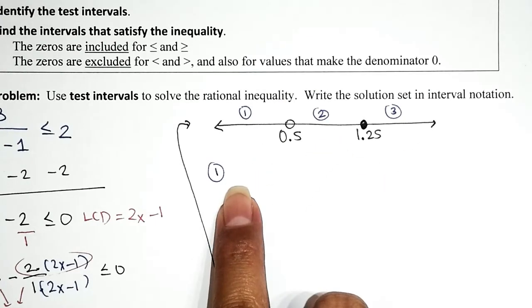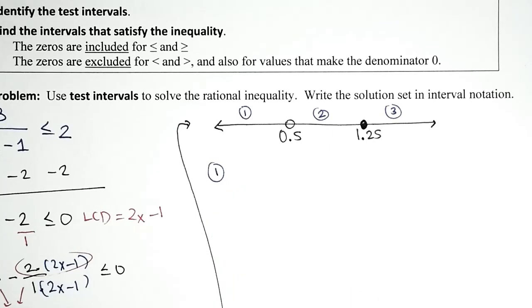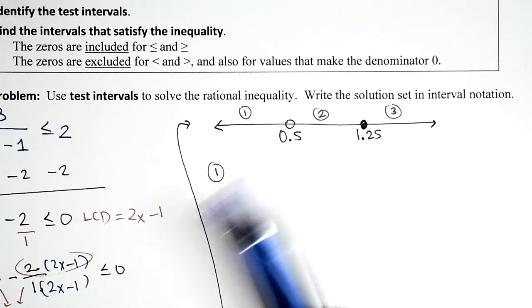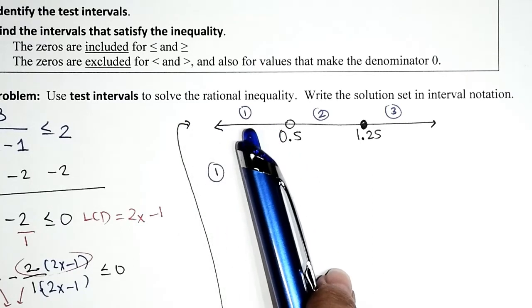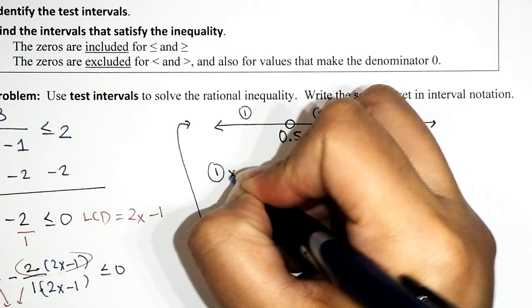We're going to go ahead and write our test value. A test value is a value that you're going to test out. You can test out any value of your liking as long as it's in that interval. Is 0 in here? It sure is. So let's go ahead and test out 0.